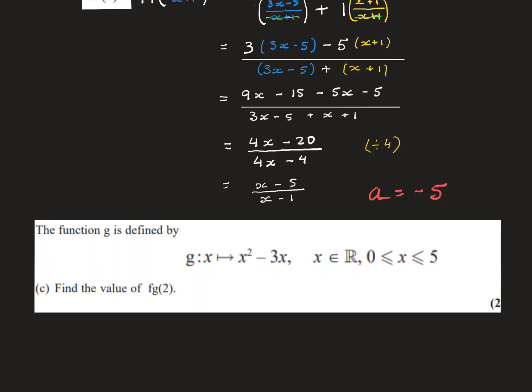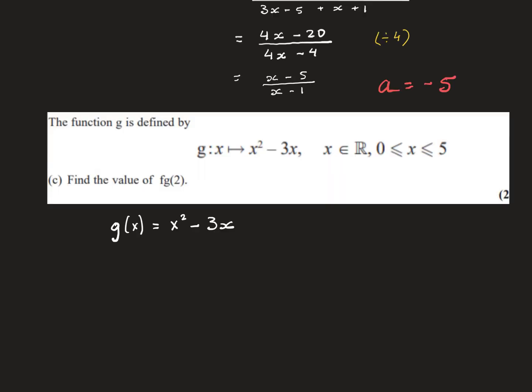All right, let's go on to the next problem. And we once again have a composite function that we need to solve. This time we've got a function g such that x is converted to this function over here. So we know that the function g is this. And the x values are real, but they must stay within the boundary of 0 and 5.